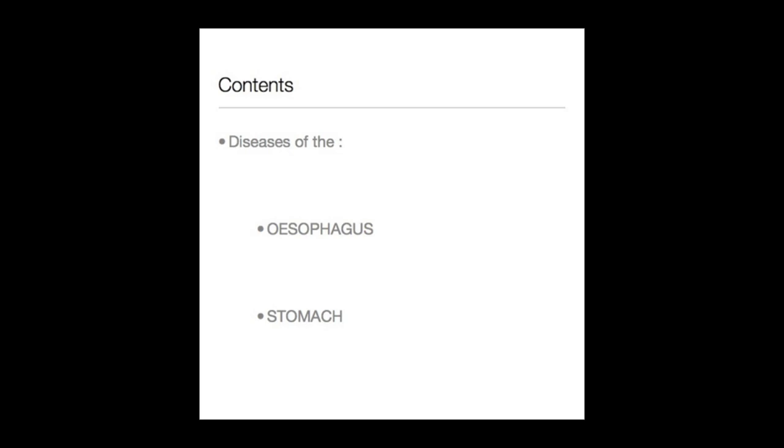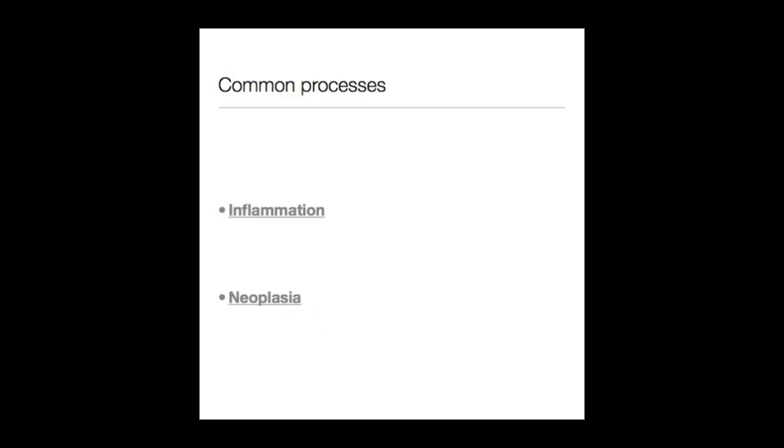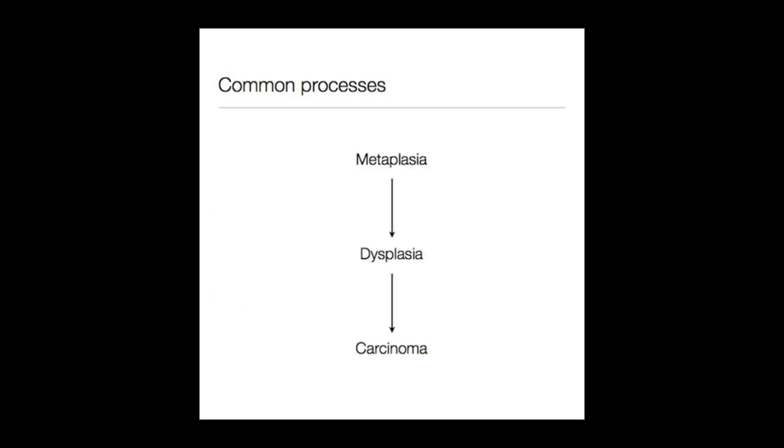So, upper GI disease. The most important pathological processes affecting the upper GI tract are inflammation and tumours, and you can't really go far wrong by considering these processes first when you suspect a pathology in either the esophagus or the stomach. It's also important to note that infection and neoplasia in these disorders are often highly interrelated with the classical metaplasia, dysplasia, carcinoma pattern.